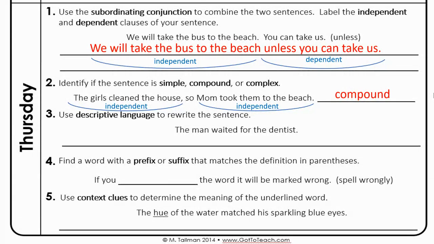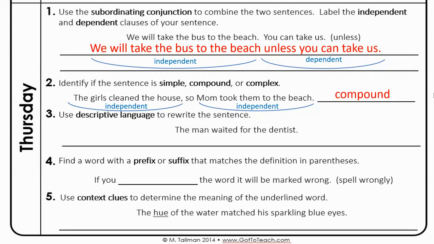When you have two independent clauses joined together, that is a compound sentence. So just like compound words are two independent words joined together, a compound sentence is two independent clauses joined together to form one sentence.